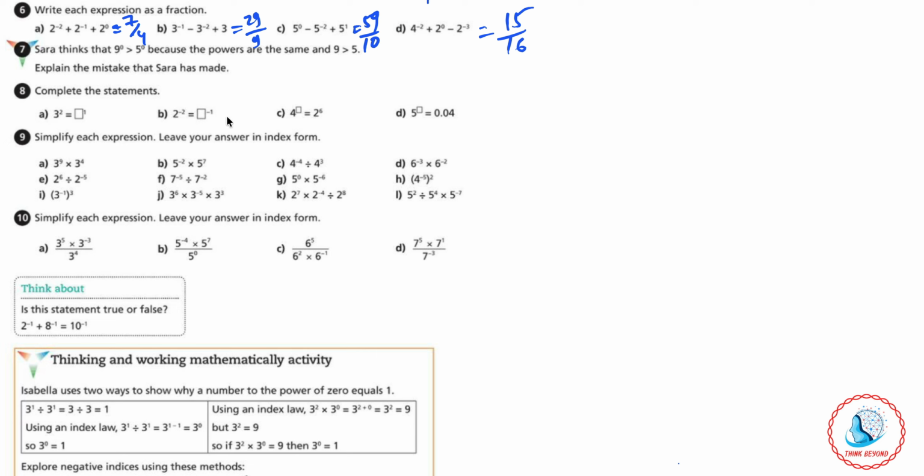Okay, so what is her mistake? The mistake is that she incorrectly assumed that the base number determined the value when the power is 0. Any non-zero number raised to the power of 0 is 1, right? 9 raised to power 0 is also 1. 5 raised to power 0 is also 1, because any number raised to power 0 will give you 1. So this is a mistake that she made. We are done with question number 7 also.